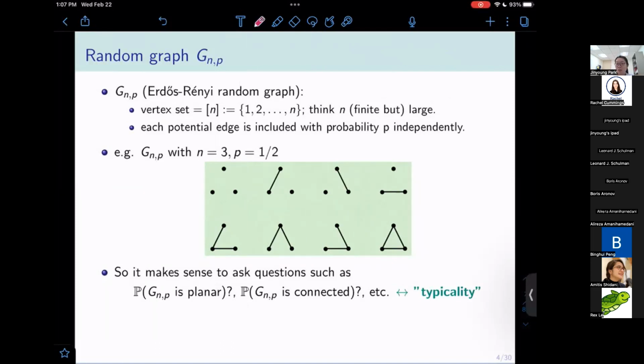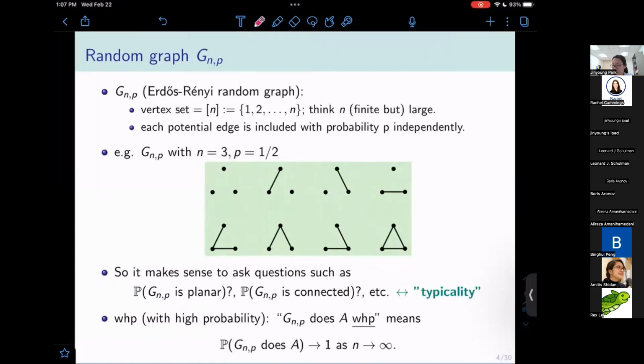And let me emphasize again that p is a function of n. And when we ask those questions, we are not exactly interested in finding the precise value of the probability. Rather, we want to find out what's the typical behavior of G(n,p). So given the value of p, if we sample a graph from the probability distribution, what is the typical behavior of these samples? So that's what we're interested in.